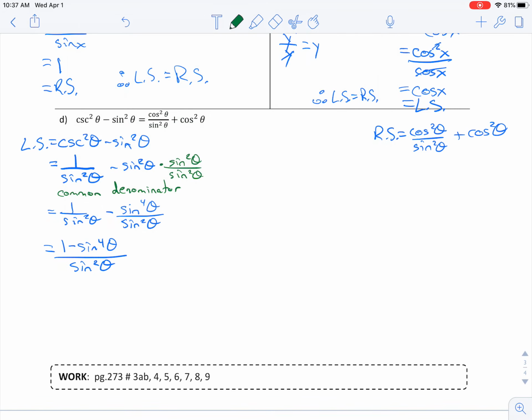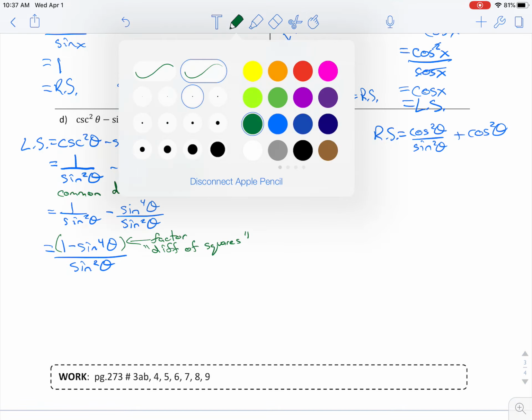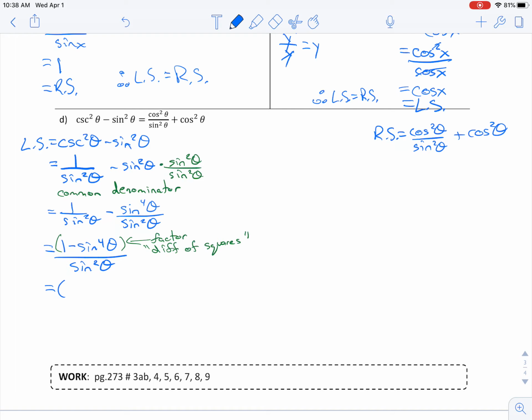The next step is something that's a bit of a trick and completely not obvious, and I wouldn't expect anyone to do this, but this is 1 minus a perfect square. What I can do is factor this as a difference of squares. So I have 1, which is a perfect square. So I factor as 1 minus, and then sine to the 4th theta is the same as 1 minus sine squared theta, and then 1 plus sine squared theta.